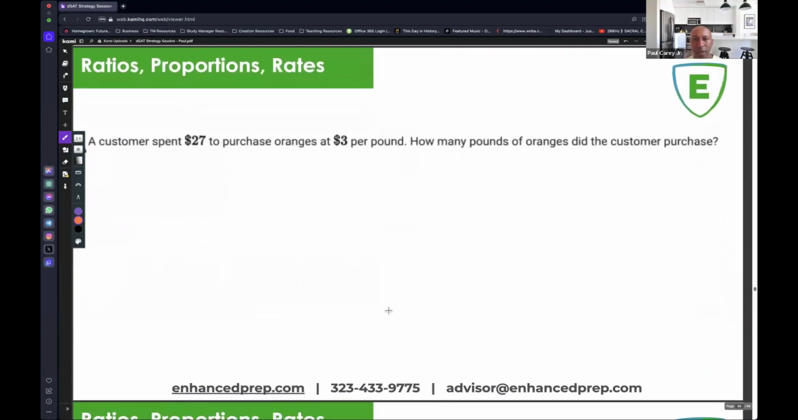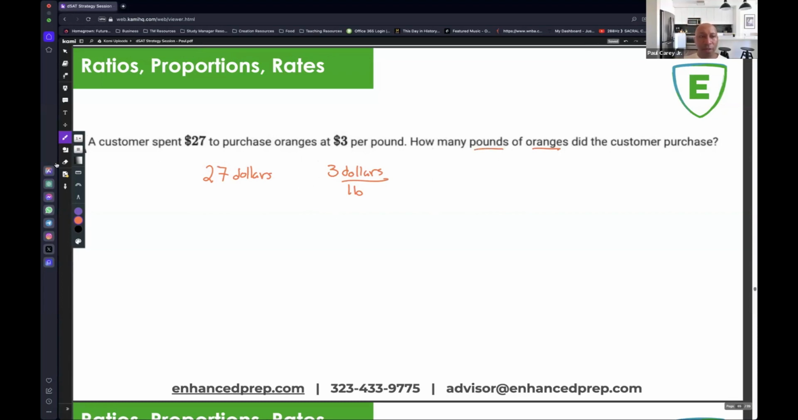Okay. So let's check out this question. It says the customer spent $27 to purchase oranges at $3 per pound. How many pounds of oranges did the customer purchase? Well, in this case, we're looking at our units. We said that we have 27, and that's going to be dollars. And then we have $3 per pound.